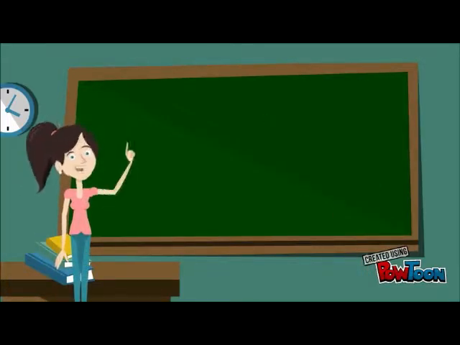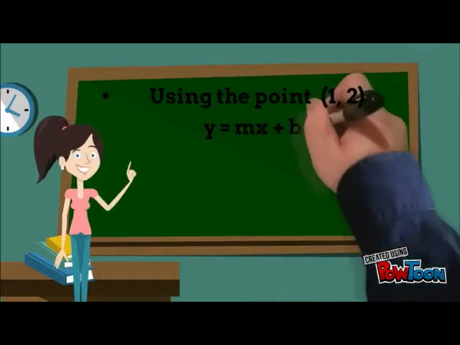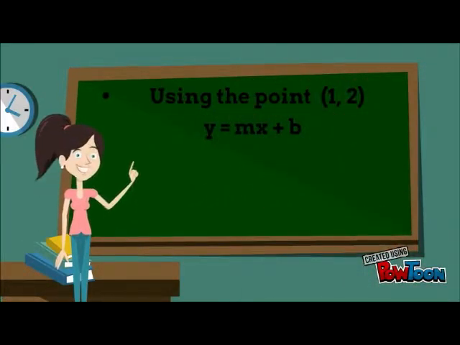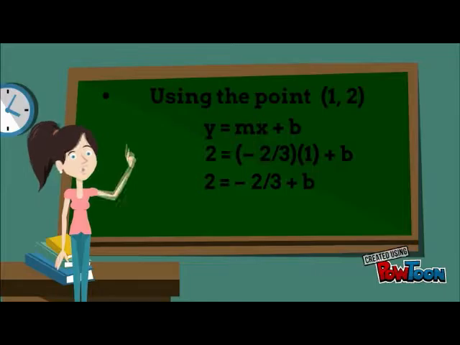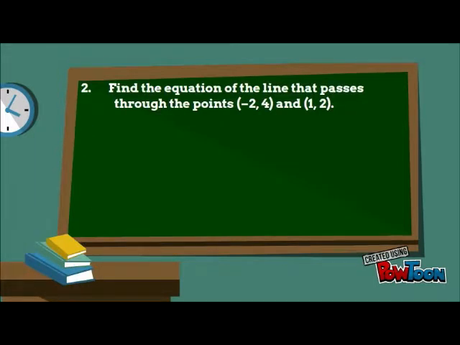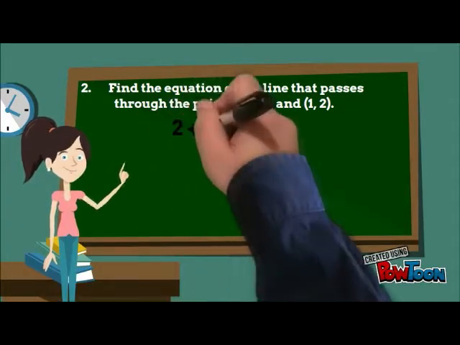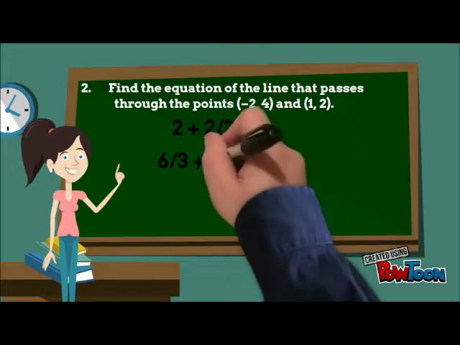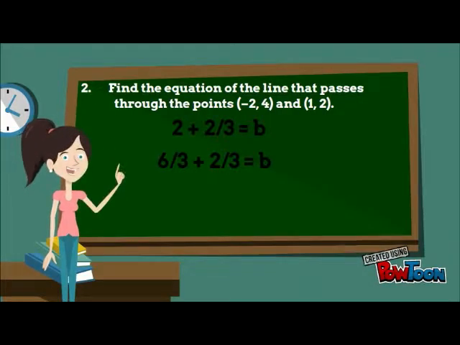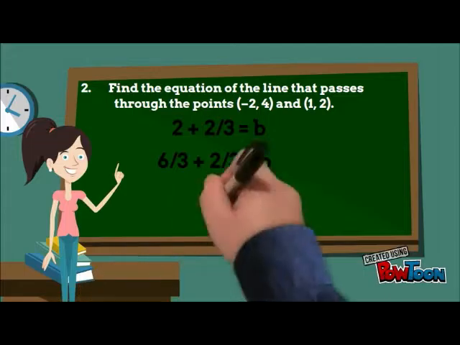On the other hand, if I use the point 1, 2, I get y equals mx plus b, just plug in: 2 equals negative 2 over 3 times 1 plus b. 2 equals negative 2 over 3 plus b. Transpose negative 2/3 to the other side. So 2 plus 2 over 3 equals b. 2 equals 6 over 3. So 6 over 3 plus 2/3 equals b. b equals 8 over 3.